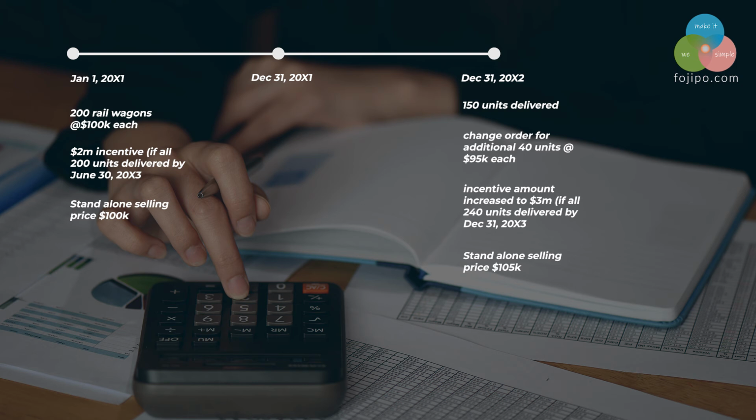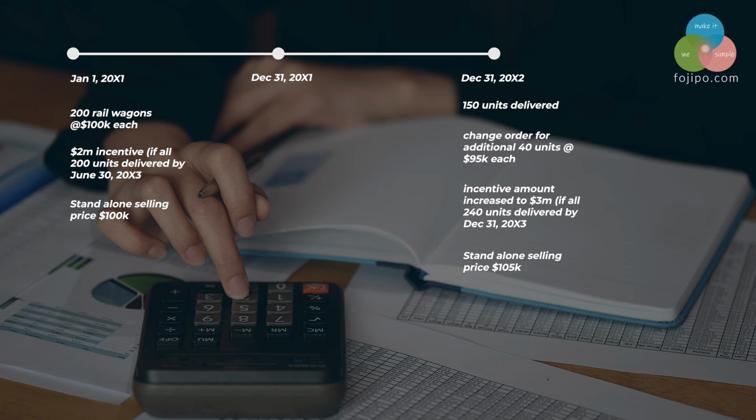Thirdly, incentive amount, which is variable consideration, will be allocated between 150 units delivered to date, this is your pre-modification performance obligation, and 90 units yet to be delivered under the new contract, that is performance obligation under the modified contract. Incentive amount allocated to 150 units delivered to date will be immediately recognized as revenue also. And finally, revenue for remaining 90 units to be delivered under the modified contract will be recognized at a revised selling price, including incentive amount, as and when rail wagons are delivered to the customer.